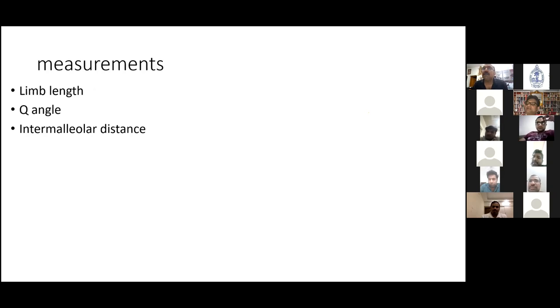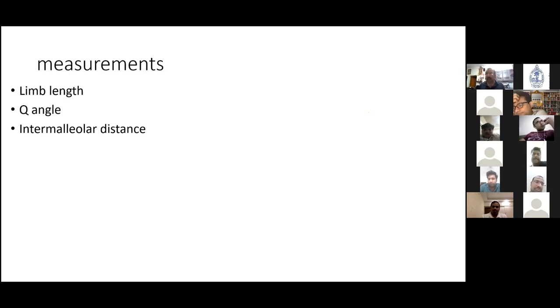So from ASIS to where will you mark? To the center of the patella. Yeah. So then from the center of the patella to where? To the tibial plafond. I mean, you have two lines, right? One is from ASIS to the center of the patella. Then you should have another line, then only you can have the angle. The second line is from the patella to the tibial tubercle, the tibial tuberosity. Okay, center of the patella to the tibial tuberosity. So you extrapolate that line.